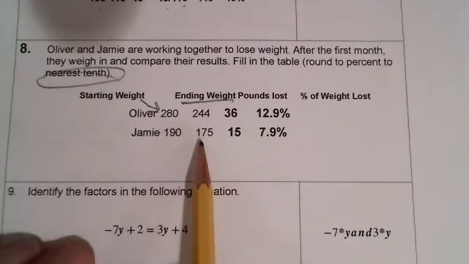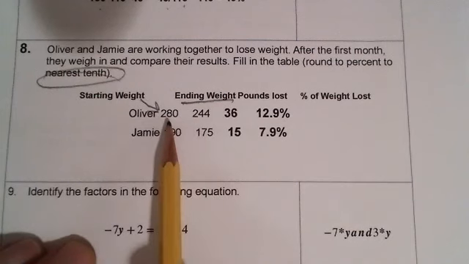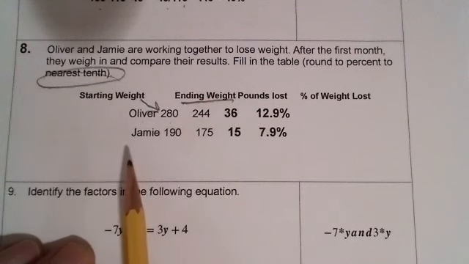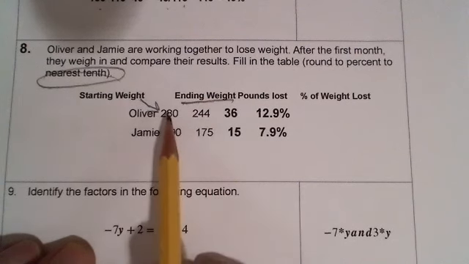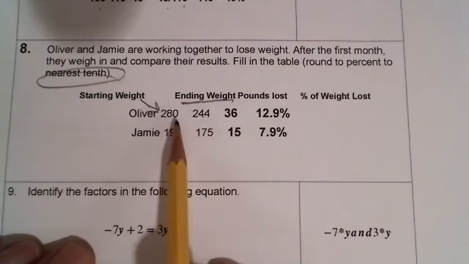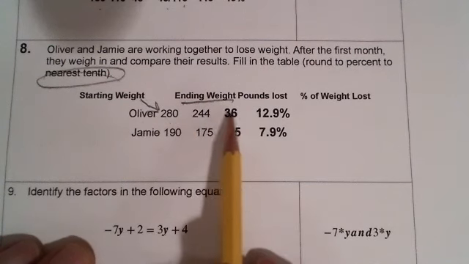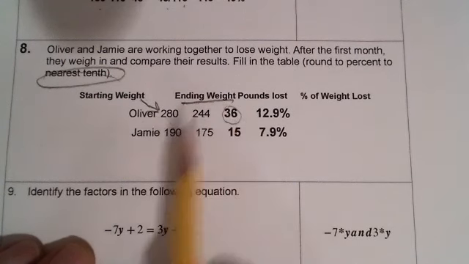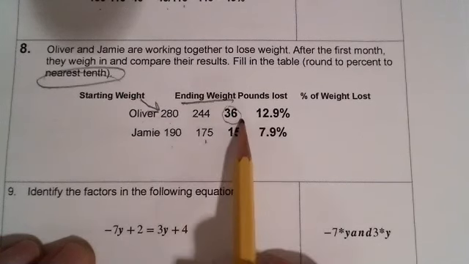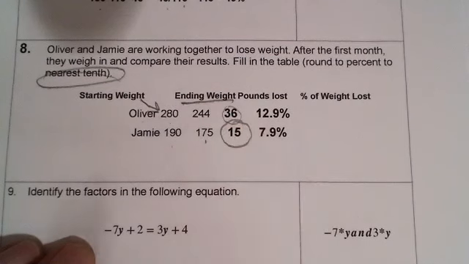Now, we gave that, it's not going to give you anything else, but we're supposed to figure out their percent of weight loss. Well, if we take Oliver, he started with 280 and got 244. If I subtract these two, you get the difference right here, 36. He lost 36 pounds. Jamie started with 190. She went down to 175. She lost 15 pounds.